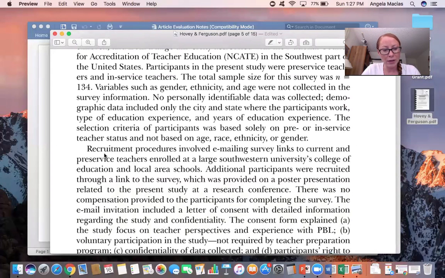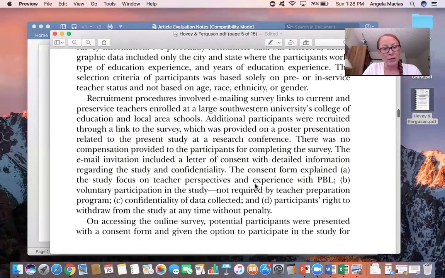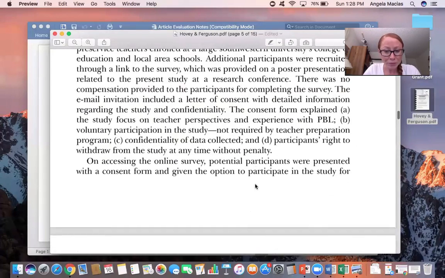You'll see right here it says recruitment procedures involve emailing links to the survey to people enrolled in a large Southwestern University's College of Education. So they're not being very specific on purpose. They want you to see that this is just a general finding here from this type of context. So you could say, okay, I get it. They're taking a bunch of teachers enrolled in this program and giving them a survey.